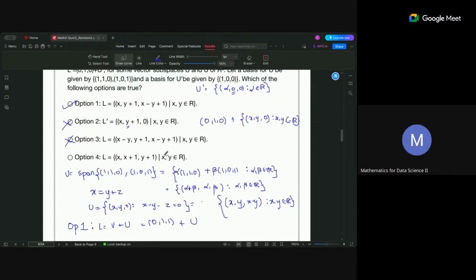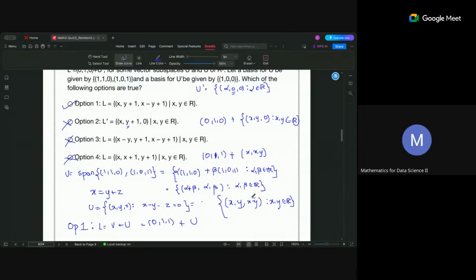Now what about option 4? You are having (0, 1, 1) added to (x, y). Is this our scenario? No. Again, option 4 is incorrect. Ma'am, but it's satisfying, na? (0, 1, 1), if you put 0 in place of x. But this is our set, not this. (x, y) is not our set. (x, y, x minus y) is our set, right?